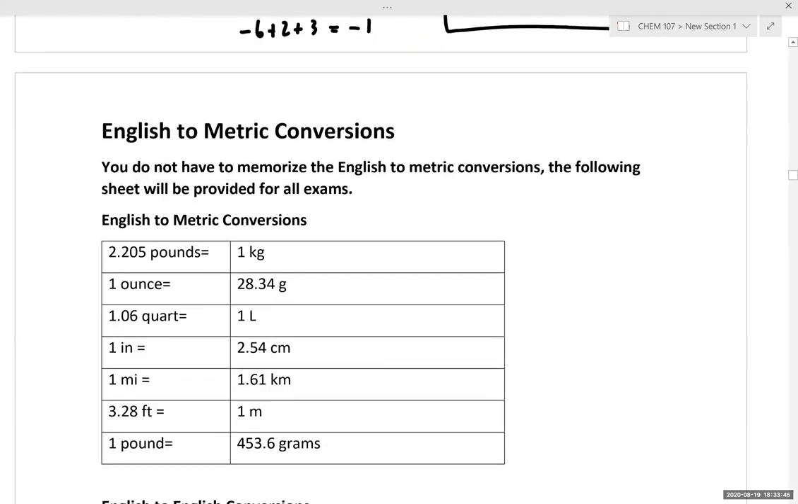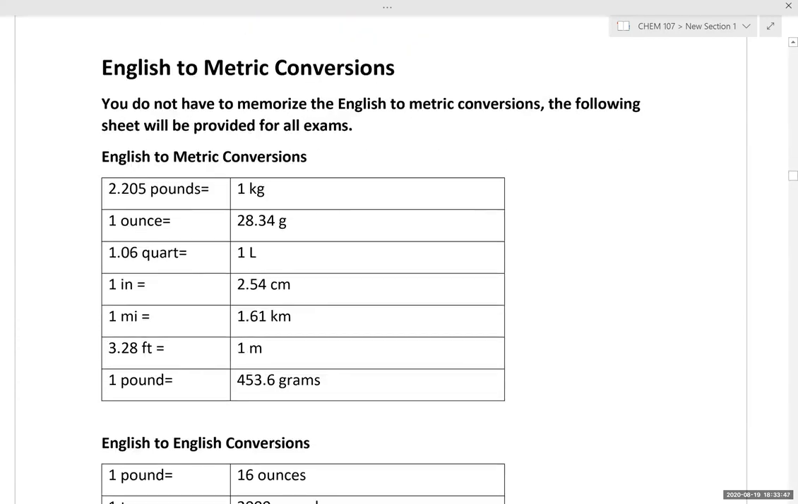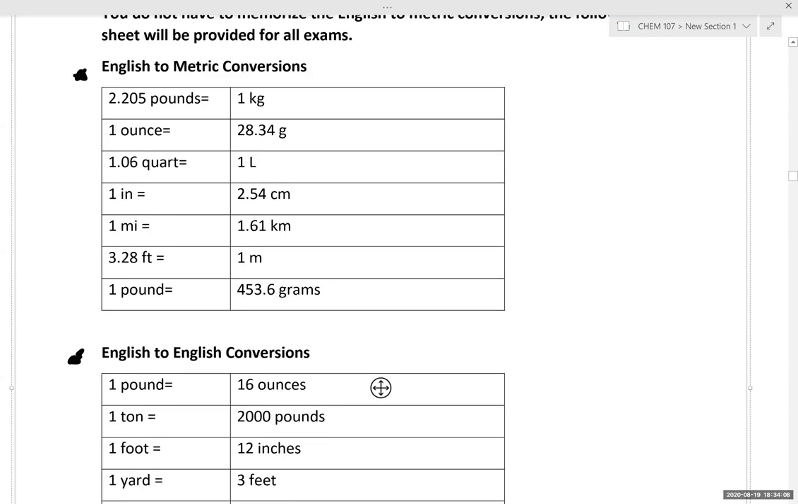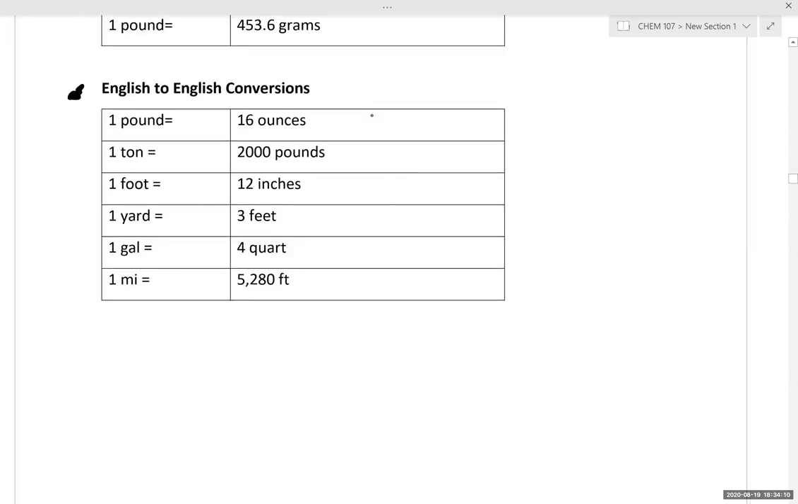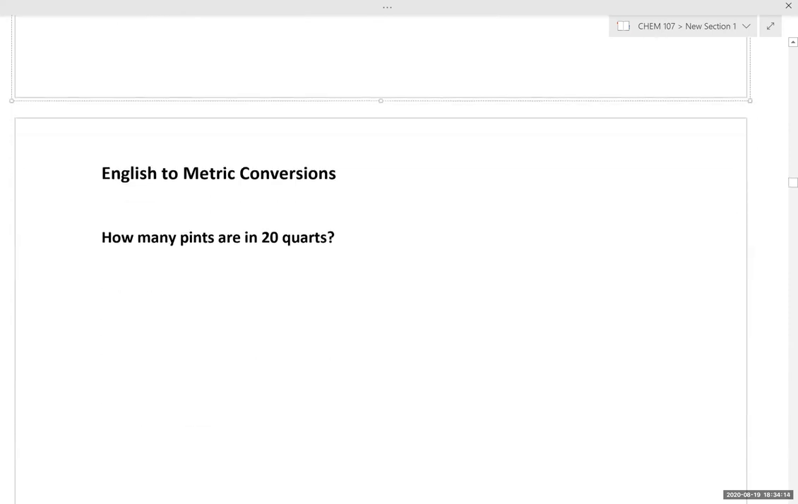So for English to metric conversions, you're not required to memorize the English to metric conversions. You'll have this sheet available. You can bring this English to metric and English to English conversion sheet with you to all exams. So you don't have to memorize any of these. So these are common English to metric conversions, and these are the common English to English conversions. So we'll reference this sheet throughout this next session.